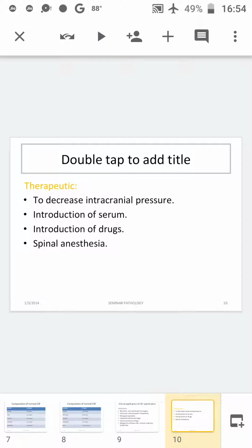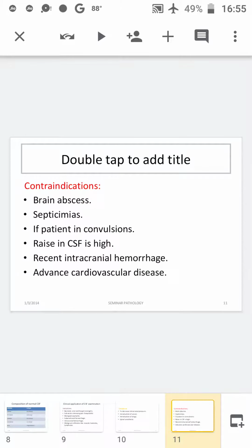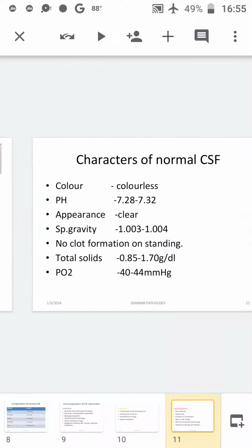And for therapeutic use, for introduction of drugs, for example if you have to give drugs specific to the brain, you can do it through the CSF; also spinal anesthesia, and introduction of serum to decrease intracranial pressure. And contraindications. The contraindications of CSF examination are brain abscess, septicemia, patients with convulsions, raised CSF pressures, and advanced cardiovascular disease patients.